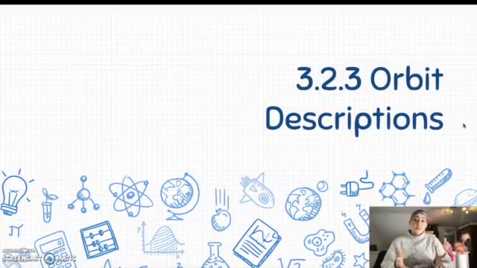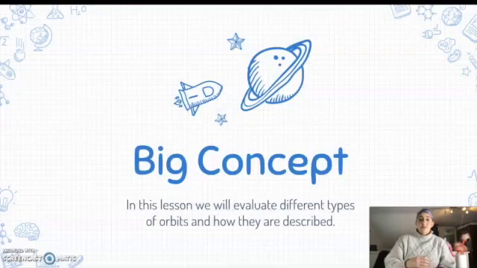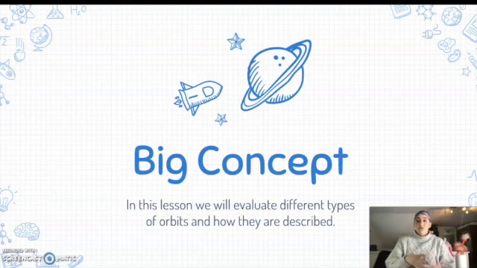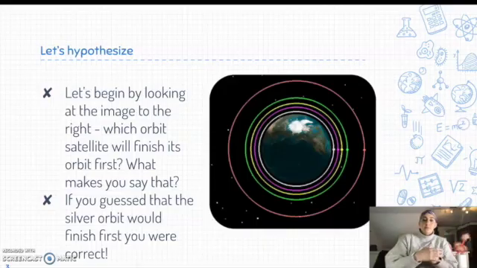So this lesson is 3.2.3 and we are looking at orbit descriptions. Specifically in this lesson, we are going to evaluate different types of orbits and how we describe them. So first of all, let's do a little bit of hypothesizing.